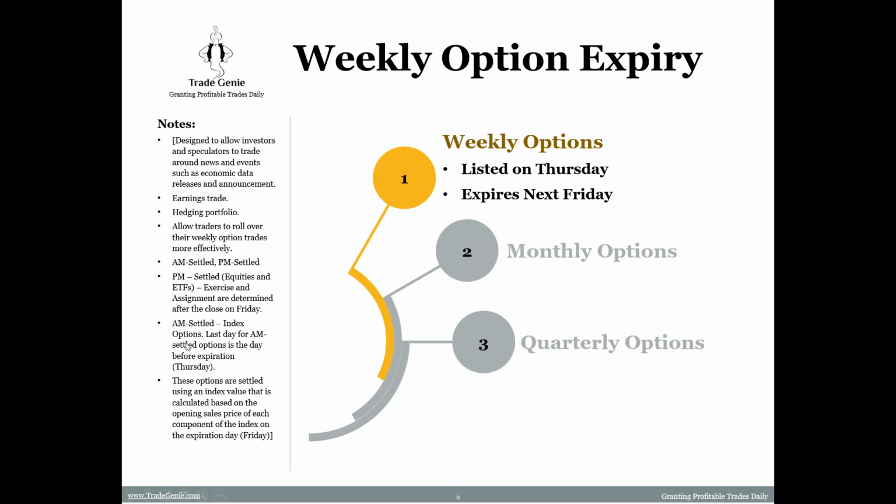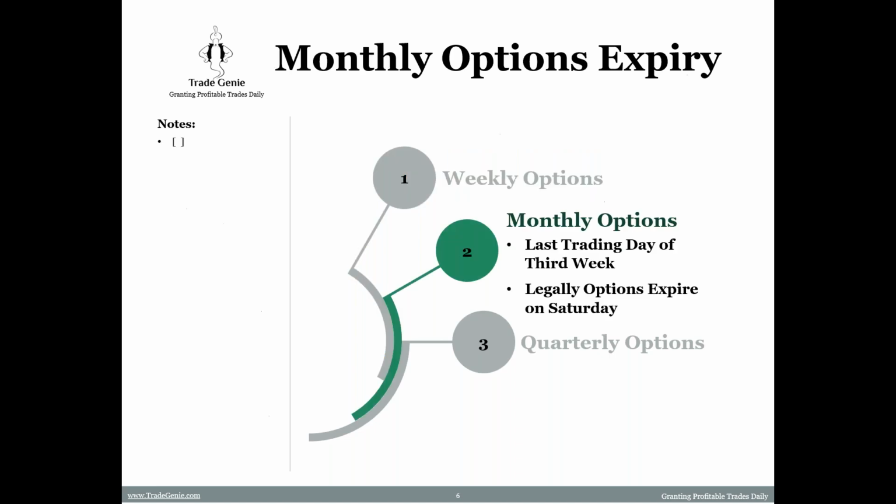Now the AM settled are index options. The last day for AM settled options is the day before expiration. So if the options are expiring Friday, they get exercised on Thursday, so on Friday morning you can exercise or get assigned. So that is AM settled and PM settled. Make sure you understand this formula, AM settle and PM settle.